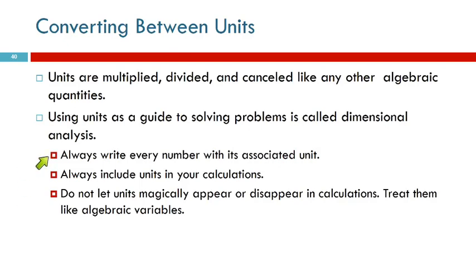It's important to always write every number with its associated unit. Always include the units in your calculations. And don't let them magically appear or disappear. I call that wishful unit canceling. Well, I wish that this would work out, so I'm just going to write it like it does. And if you've got meter times meter, those don't cancel out. That ends up being meters squared. You can't just say, well, I want it to cancel out, and so it does. You have to actually make them work out.